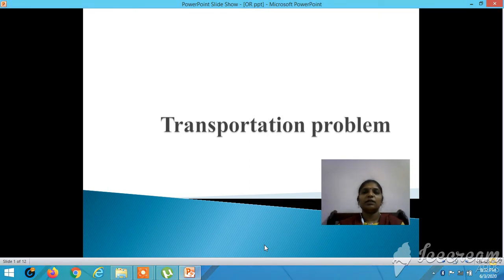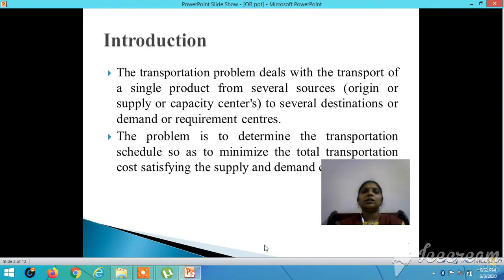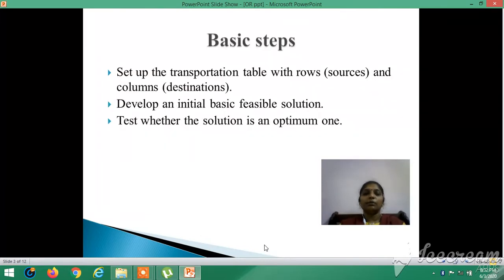Let's see the meaning of transportation problem. The transportation problem deals with the transportation of a single product from several sources to several destinations, that is, origin to the warehouse. The main objective of the transportation problem is to minimize the total transportation cost and maximize the profit.